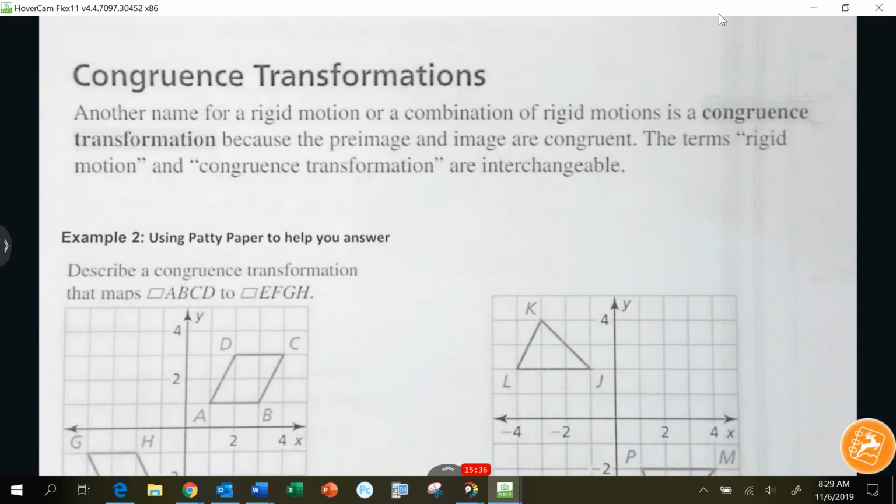Congruence transformations. Another name for a rigid motion or combination of rigid motions is a congruence transformation, because the pre-image and image are congruent. The terms rigid motion and congruence transformation are interchangeable. That means these are exactly the same thing.